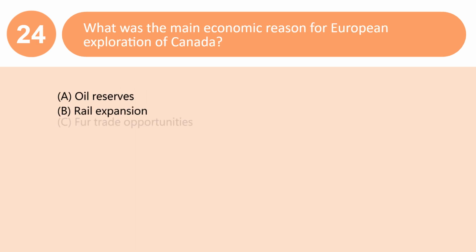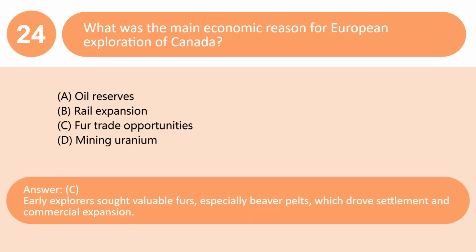What was the main economic reason for European exploration of Canada? A. Oil reserves. B. Rail expansion. C. Fur trade opportunities. D. Mining uranium. Answer: C. Early explorers sought valuable furs, especially beaver pelts, which drove settlement and commercial expansion.